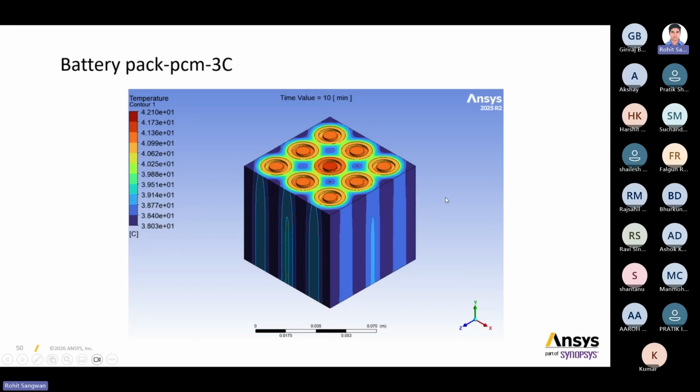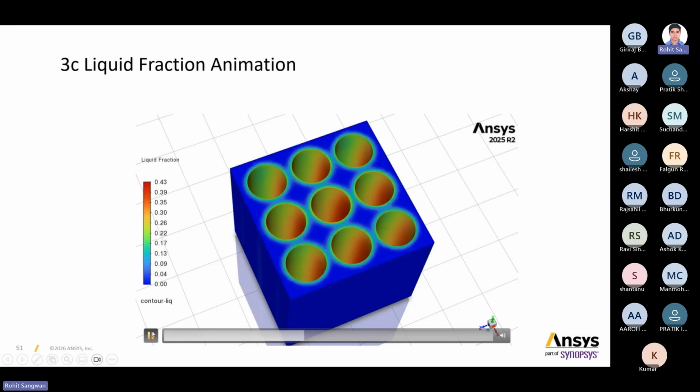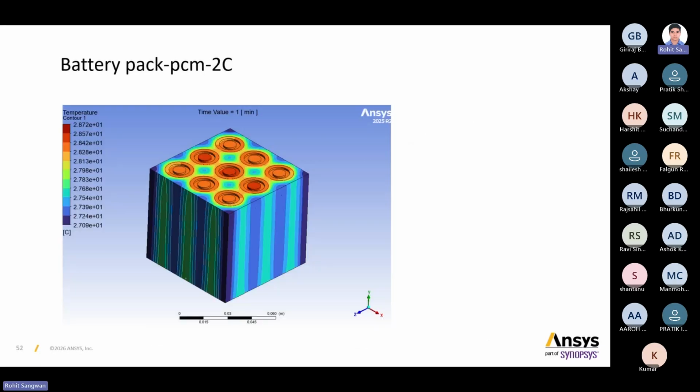Same way for the 3C pack. You can see in 4C in 30 minutes it was completely red, but here in 10 minutes at 3C it is not completely melted. The blue color means it is still solid. The temperature is around 42 degrees Celsius, whereas in 4C we are getting a temperature around 65 degrees Celsius. Like this we can compare the temperature variation and the liquid fraction for different C ratings. We know that at a higher C rate, the PCM will melt more within a shorter time period.